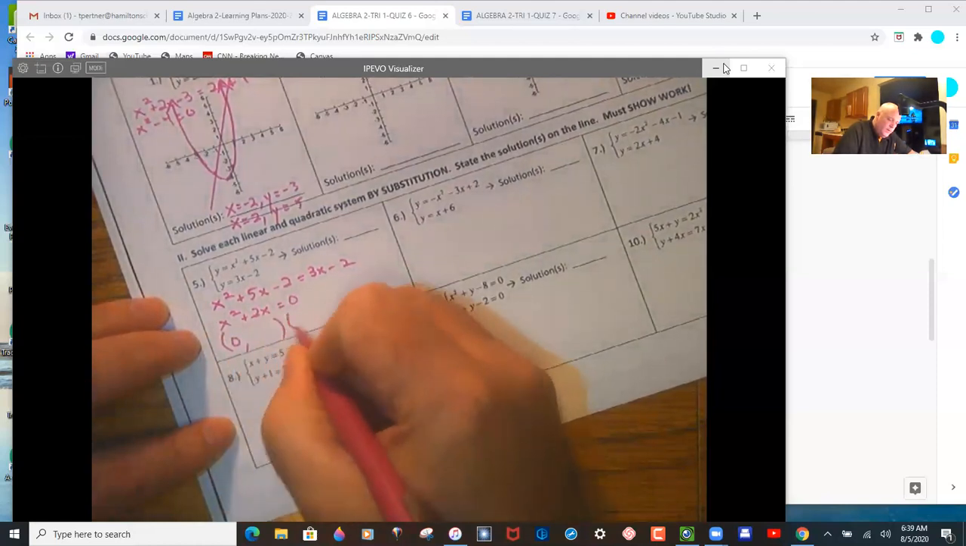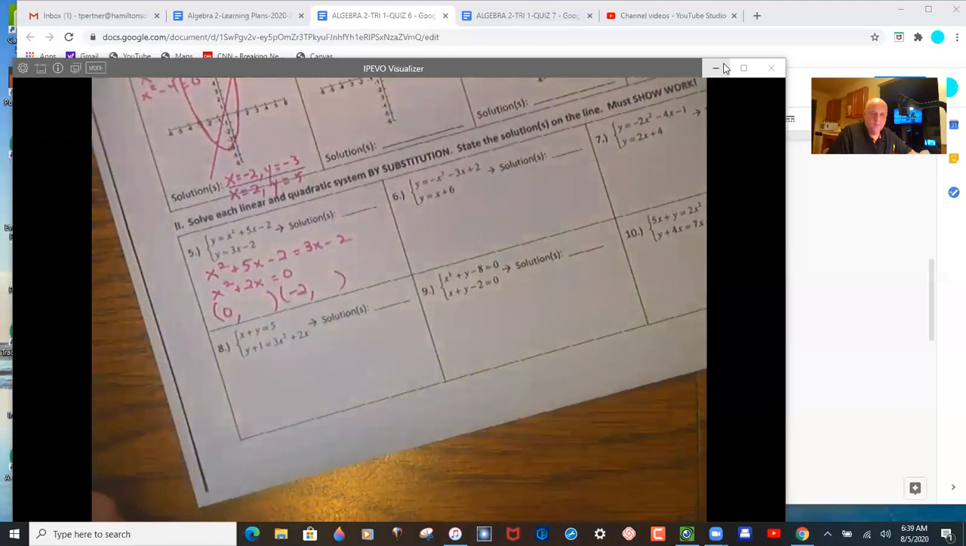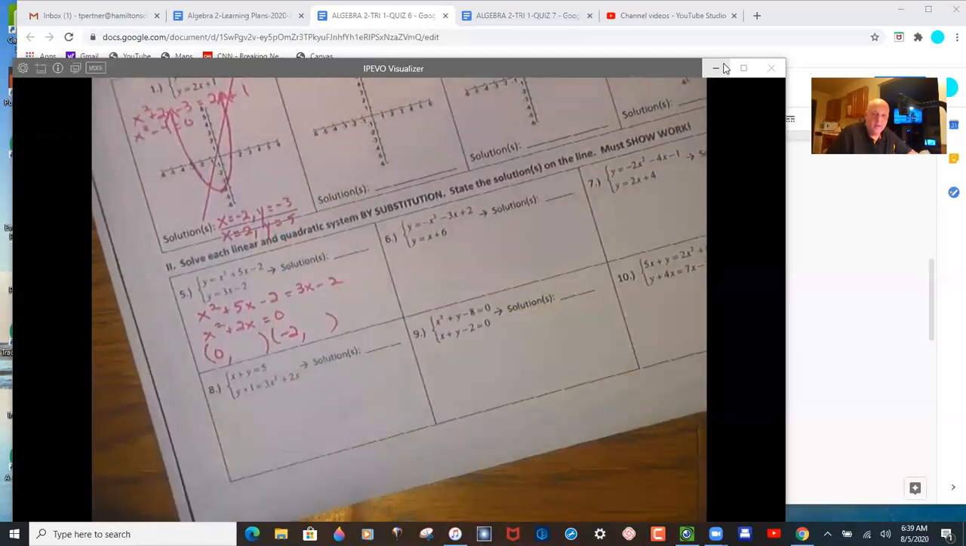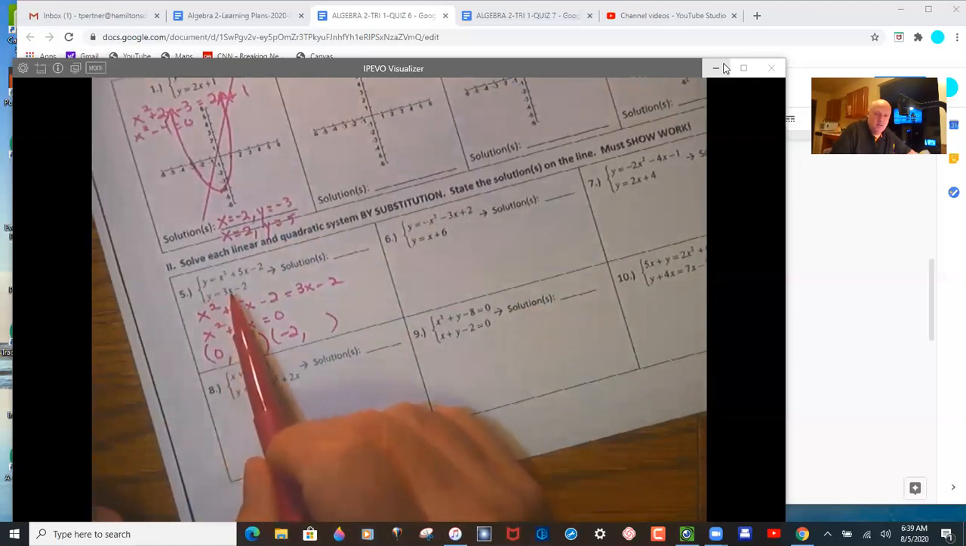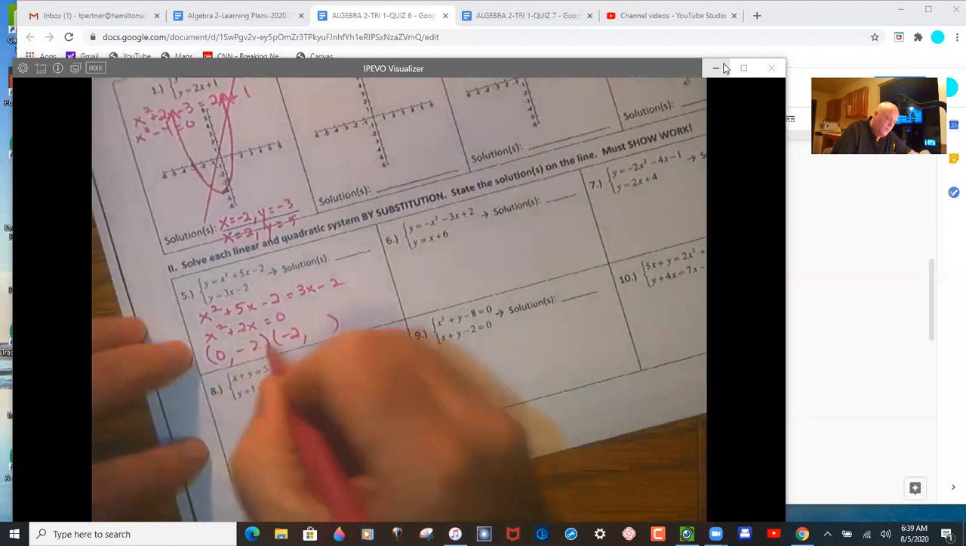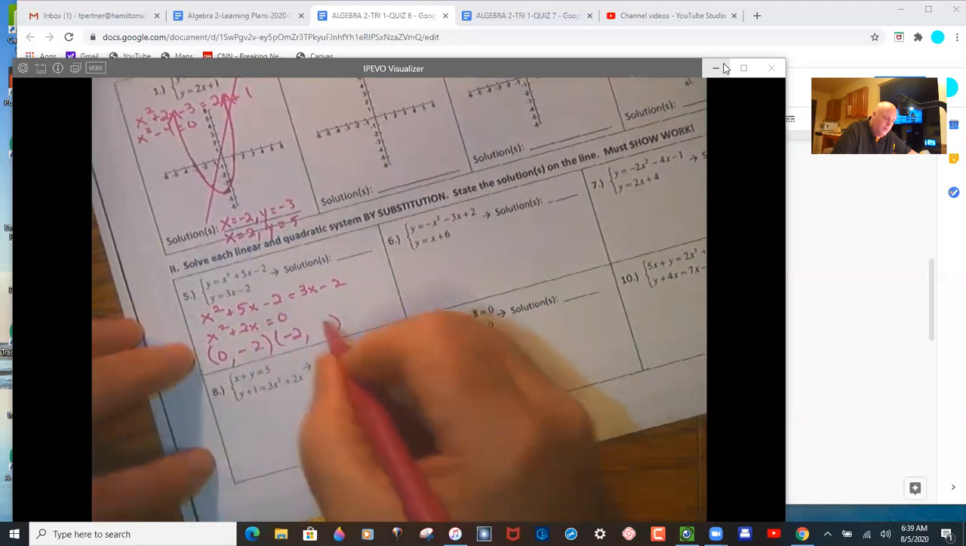Now I want to tell you this, when you get your two answers, those are just the x values. You have to go and get the y values also. These are coordinates that are a solution, just like I wrote down up there. X is 0, take it into the linear function, it's easier. Then you get y is -2. X is -2, so 3 times -2, -6, -2, -8.